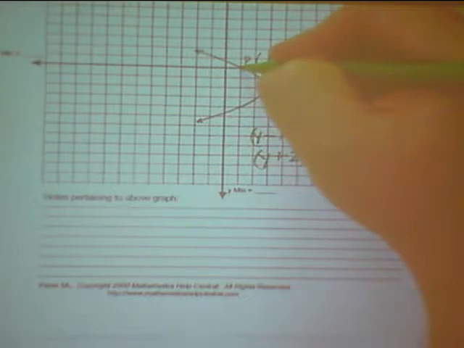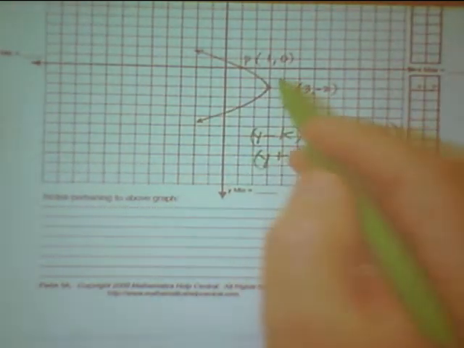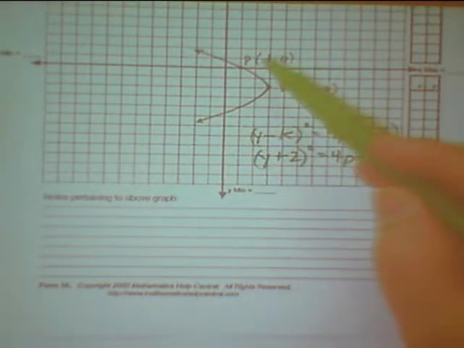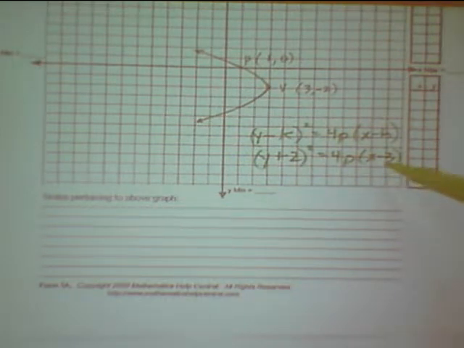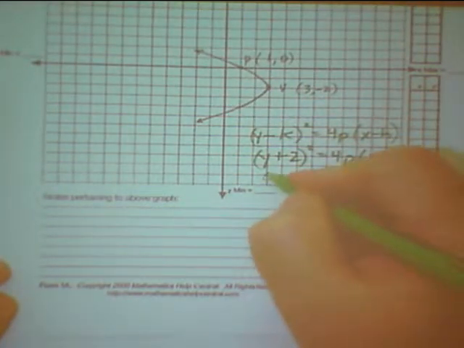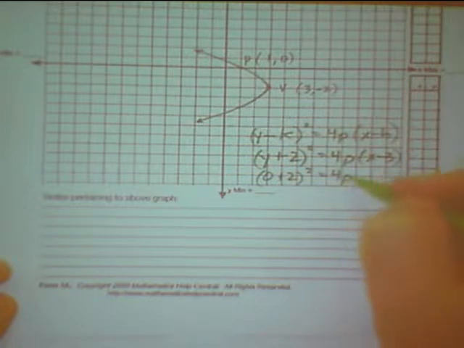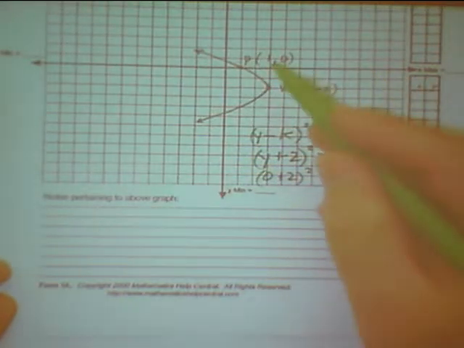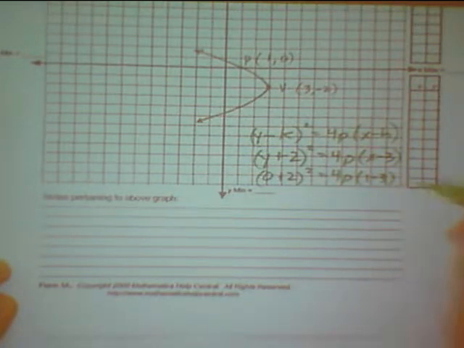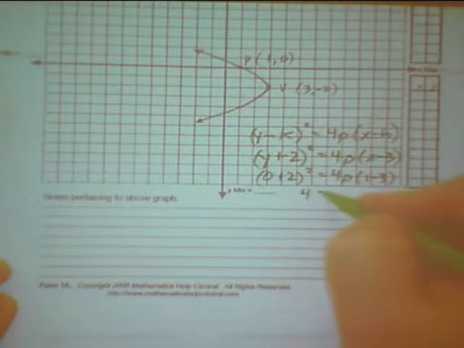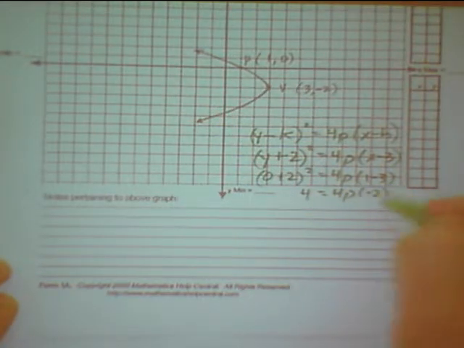And you notice on this graph, they actually give us a point on the graph, (1, 0), x is 1, y is 0. The reason they give us that is we need that to be able to calculate the p. I'm going to plug the point (1, 0) into my equation, and when I do that, the only variable I have left in the equation is the p. So y is 0, 0 plus 2 squared equals 4p, x is 1, 1 minus 3. So 2 squared is 4, equals 4p times minus 2.